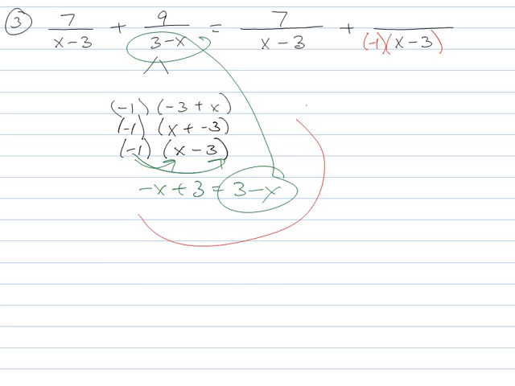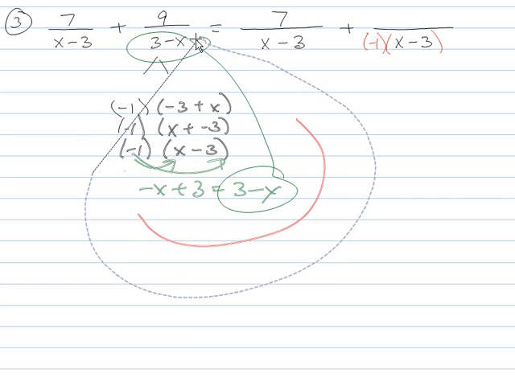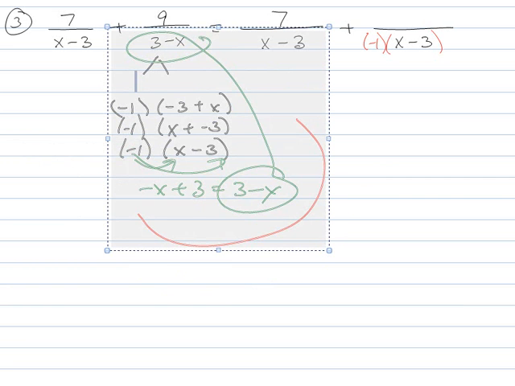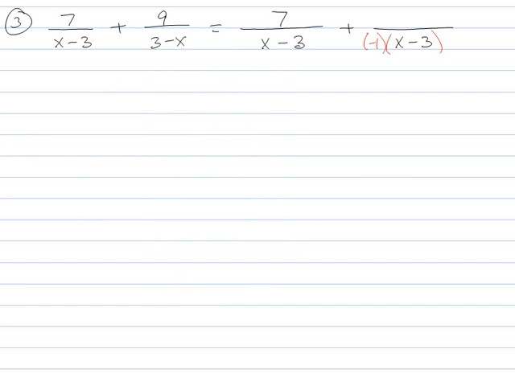The other way to do it would be to simply recognize that things are off by a negative 1. But ultimately, what you're going to do is multiply the top and the bottom of this guy by a negative 1. I'm going to write it over here. You're going to multiply the top and the bottom of this guy here by negative 1. So if I multiply the bottom by negative 1, I'll get x minus 3. And if I multiply the top by negative 1, I'll get a negative 9.